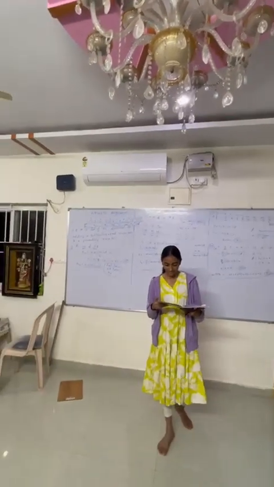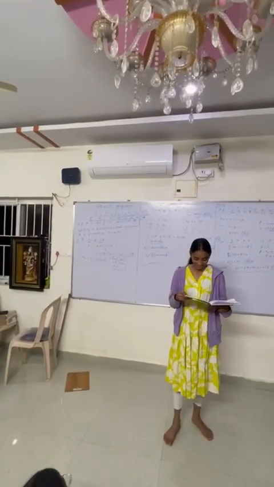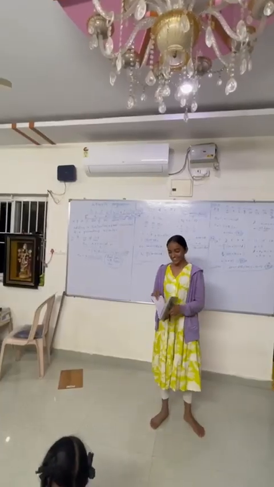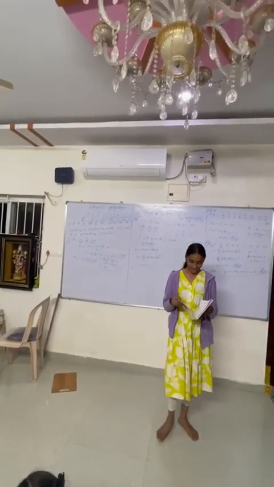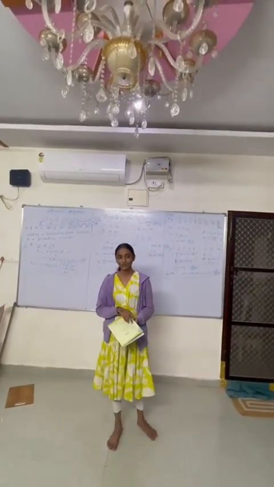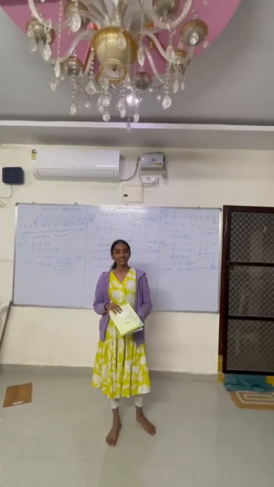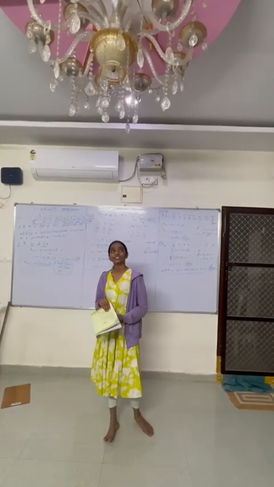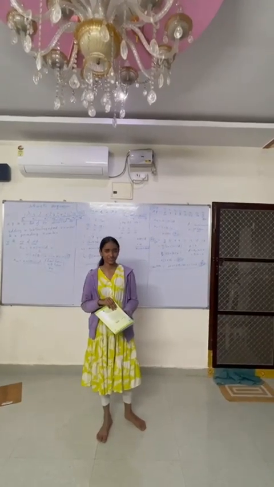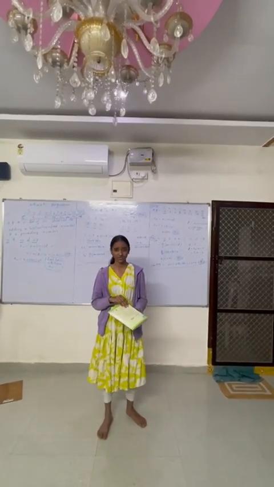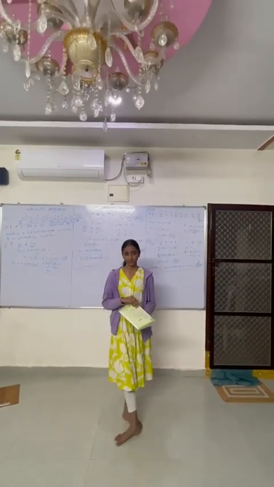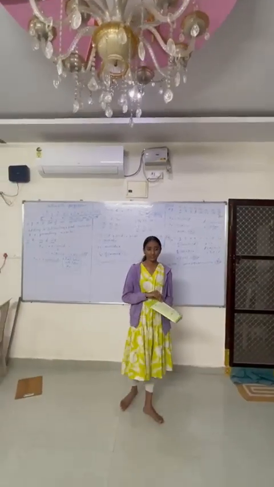What is the equation that represents respiration? C6H12O6 plus 6 O2 gives rise to 6 CO2 plus 6 H2O. C6H12O6, that is glucose.